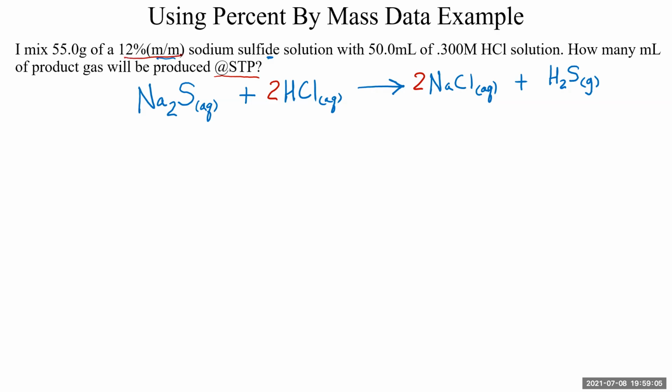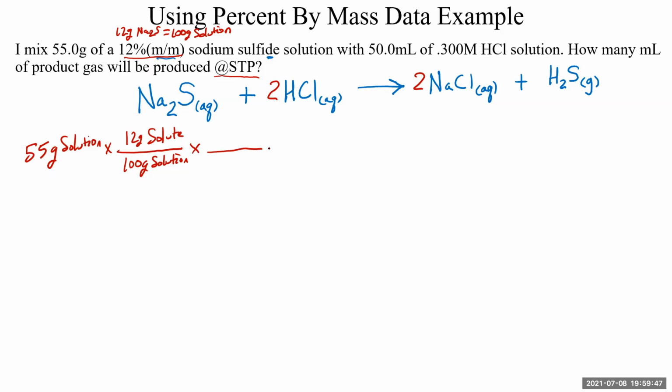55 grams of a 12% by weight solution. So 55 grams of solution. Okay, so you can do this one of two ways. We know that a percentage just means 12 grams of sodium sulfide per 100 grams of whatever the total is. Well, the total is the solution. The solute is on top, sodium sulfide, the solution is on the bottom. So 100 grams of solution gives us 12 grams of solute. So you can do it that way.